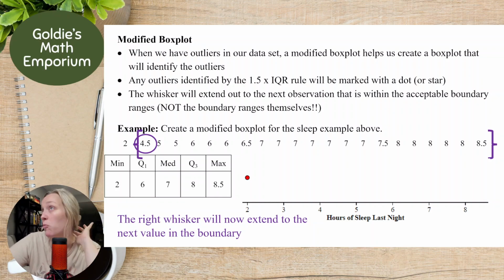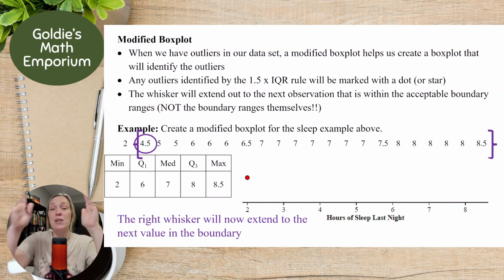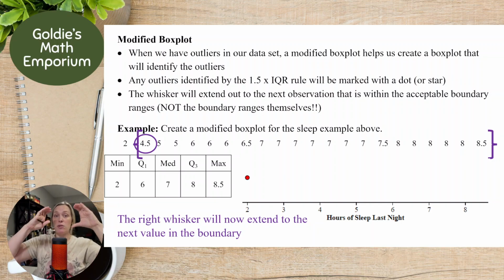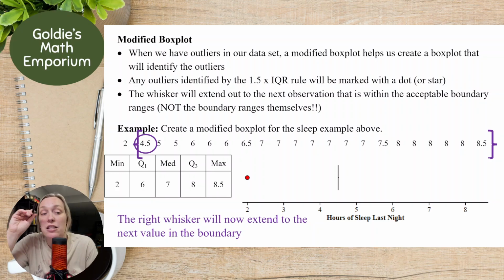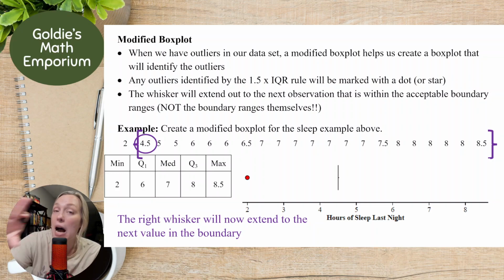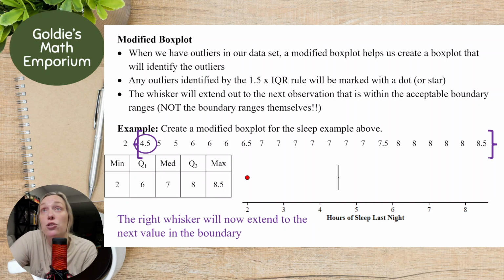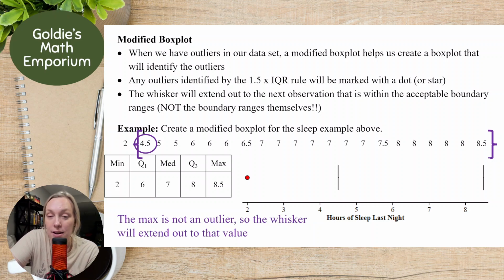And then the whisker will now extend to the next value in the boundary, which is 4.5. Remember when I did my rule, the boundary was 3 to 11, and anything outside 3 to 11 was an outlier. But 4.5 is the next data value that's within that boundary. So my whisker extends to 4.5. It does not go to 3. Those boundaries do not come into play in your box plot. I can't stress that enough.